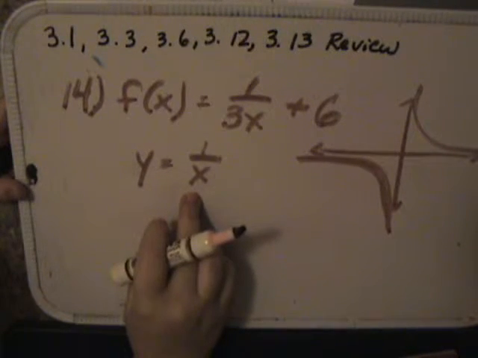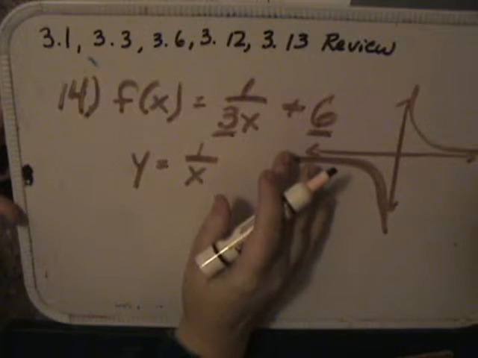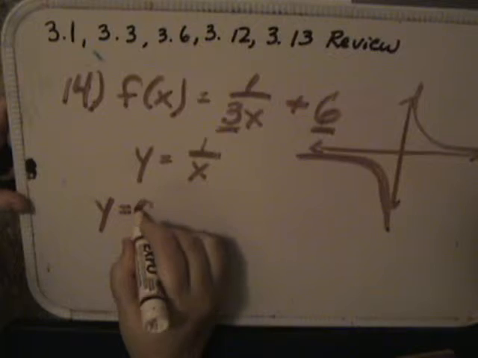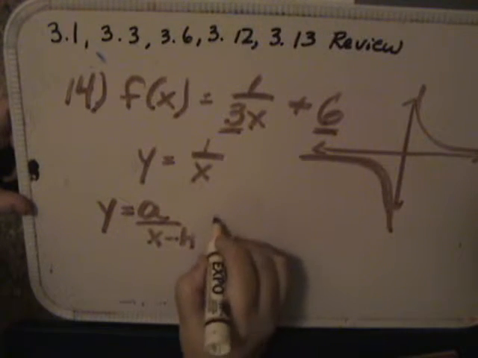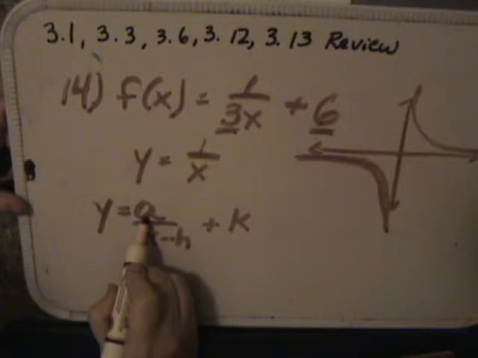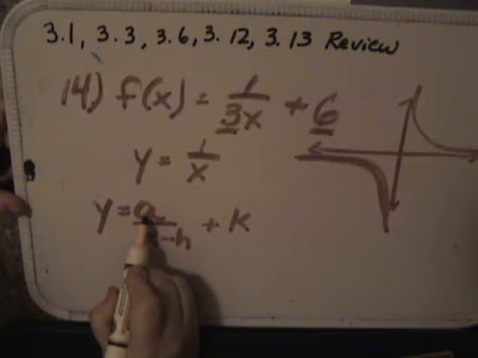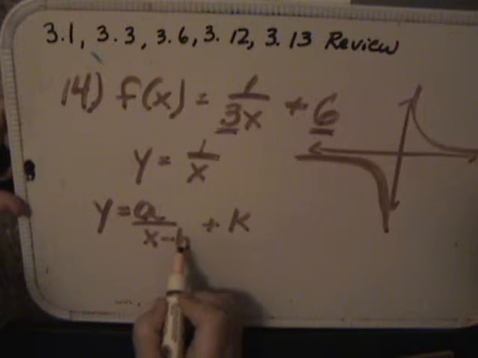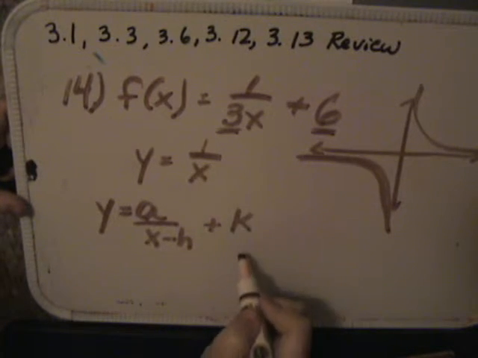Now, after that, we look at what's extra. I have a 3 here, and I have a 6. And where are they in the function? Our basic parent function that you need to know, we have a over x minus h, and then plus k. Again, a does all the same things. If it's between 0 and 1, then it's going to be a shrink. If it's greater than 1, it's a stretch. If it's negative, it flips. H makes it move left and right. K makes it move up and down.